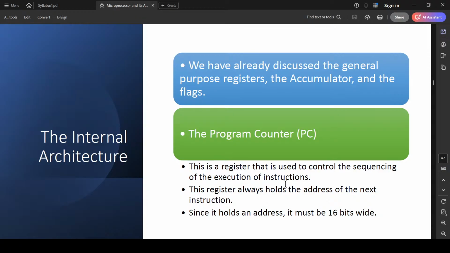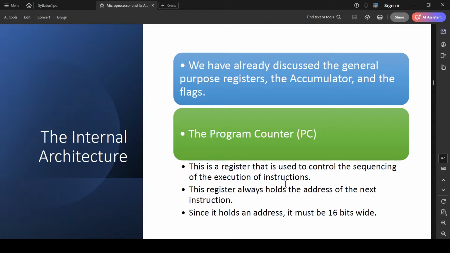Controls the sequencing of the execution of instructions. It controls the sequence of the instructions, which instruction will be executed first. This register always holds the address of the next instruction. Yes, this is necessary. If someone is in a line, you have to know that he has been waiting for so much time and he's at the fifth place in the line. Just like this, the register always holds the address of the next instruction, and while this instruction is being run, the next one, then the next one.